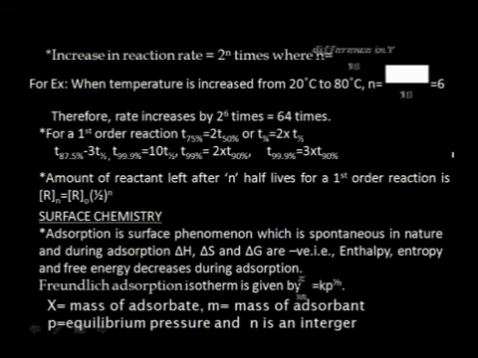Hence, when you plot a graph of log of x by m versus log P, it gives a straight line with a slope of 1 by n, because this equation resembles y is equal to c plus mx, where m is equal to 1 by n, which represents the slope of the straight line obtained by plotting log of x by m against log P.